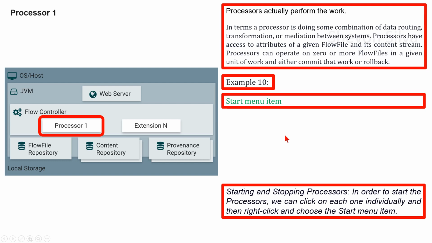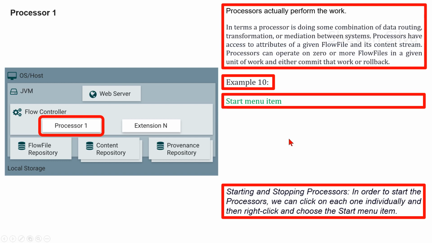Once started, the icon on the top left corner of the processors will change from a stop icon to a running icon. We can then stop the processes by clicking the stop icon in the operate palette or the stop menu item. Once the process has started, we are not able to configure it anymore.